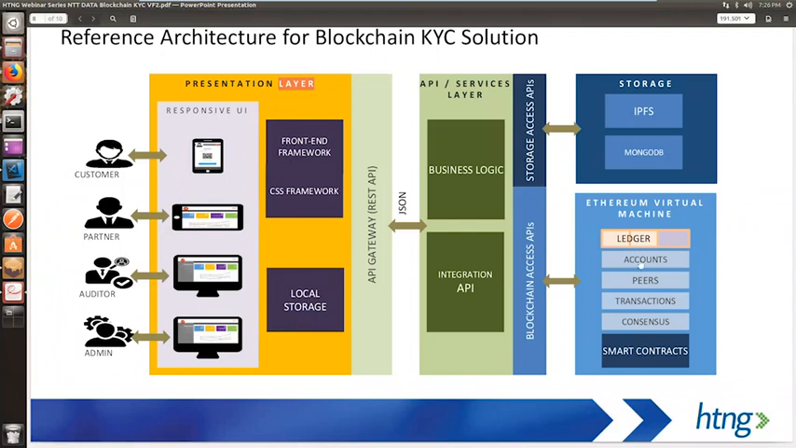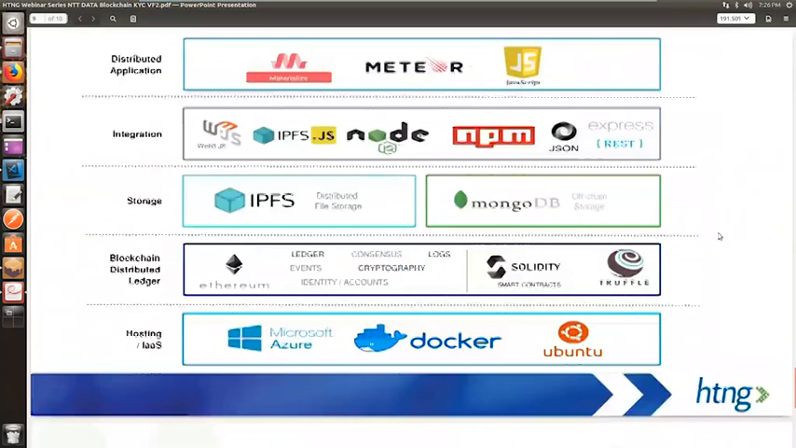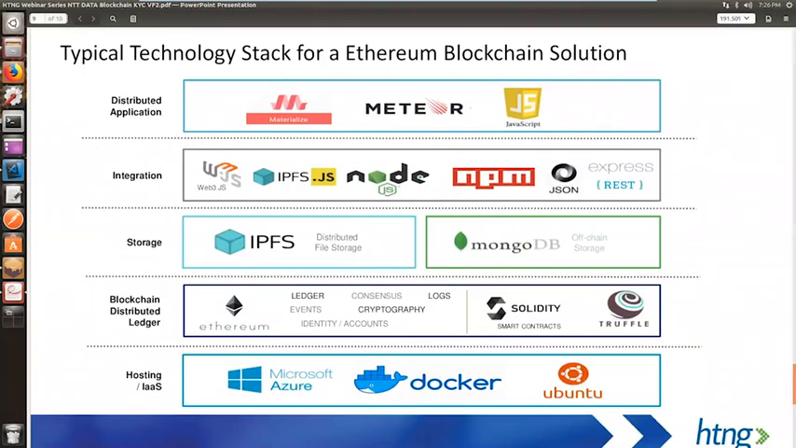Now, moving on to the typical technology stack used in building a standalone Ethereum application such as ours. At the very bottom is the cloud-based hosting platform such as Microsoft Azure or Amazon Web Services. Most cloud providers today provide package templates to quickly spin up nodes for popular blockchain technologies like Ethereum or Hyperledger Fabric.